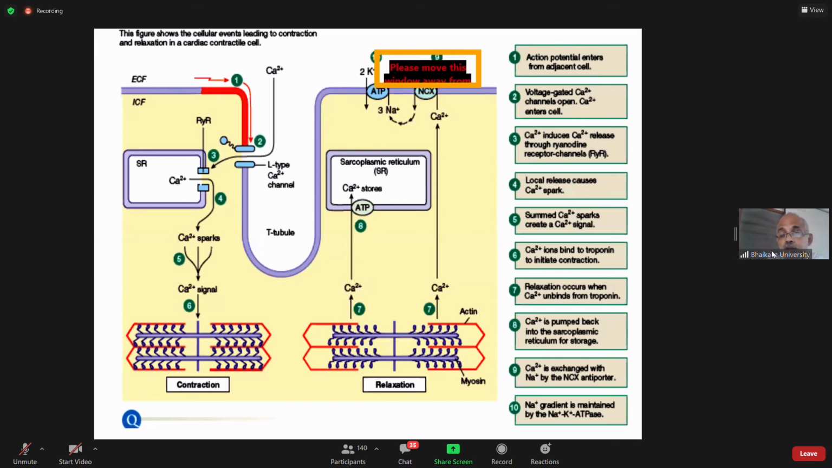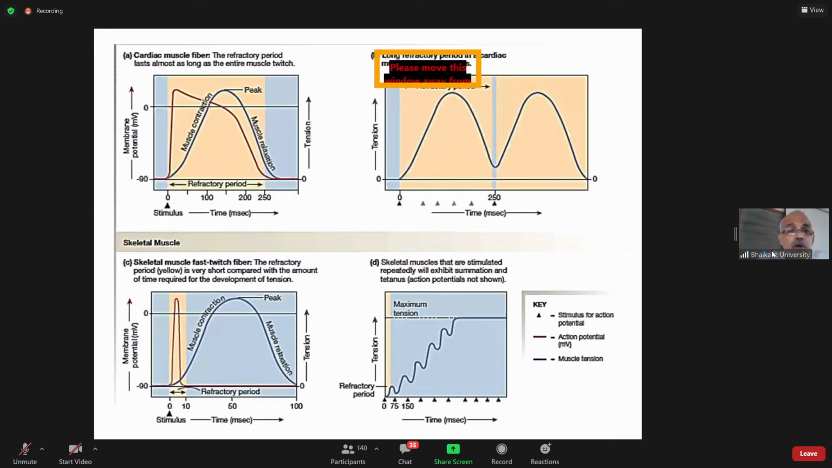Go to a small topic again. Okay, like I told you, the plateau phase results in excitation contraction coupling and a long refractory period. Compare skeletal muscle action potential and cardiac muscle action potential. If there is repeated stimulation of skeletal muscle, there will be continuous peaks and they will get summated, leading to a sustained contractile state. It can lead to a tetanic state.